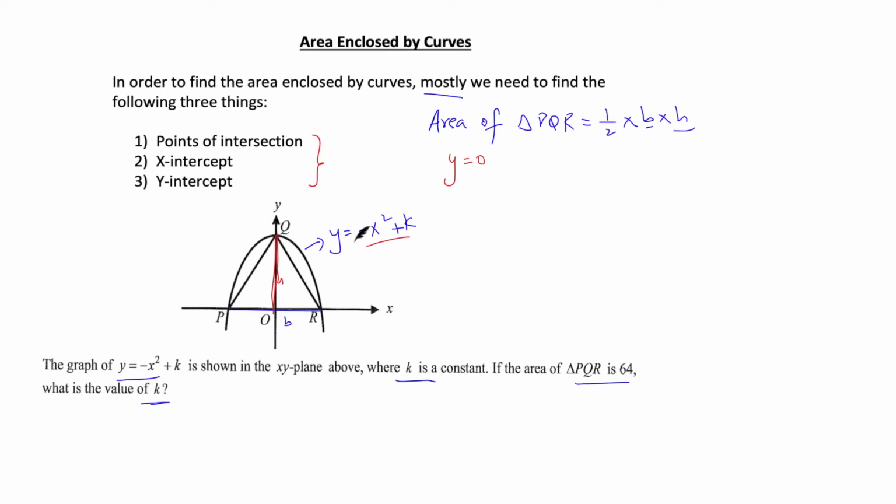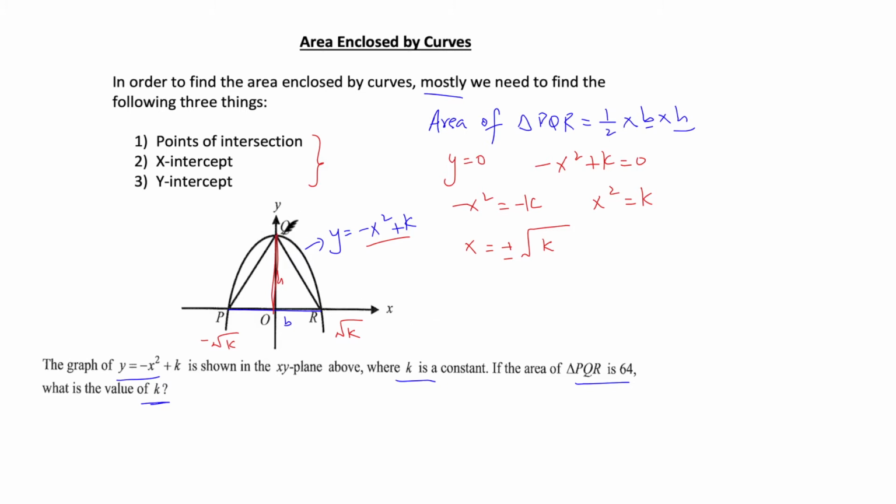So if y equals 0, the equation becomes minus x square plus k equals 0. Let's solve this. We get minus x square equals minus k, which is basically x square equals k, and x equals, we take the square root, plus minus square root of k. There you go. So R is basically positive square root of k and P is basically negative square root of k. It's completely fine.